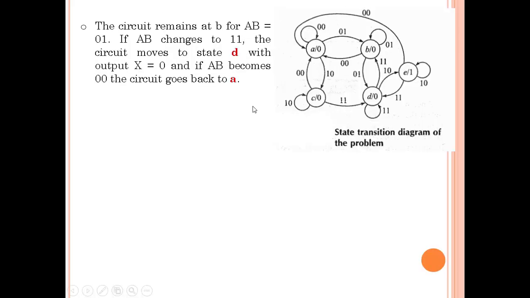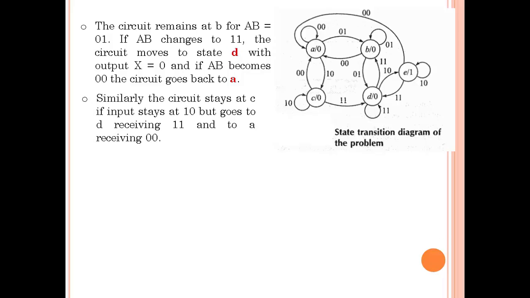The circuit remains at B for AB equal to 0 1. If AB changes to 1 1, then it will go to state D. This arrow is wrongly directed. It should be directed in this way, and this arrow should be here, with output X equal to 0, and if AB becomes 0 0, it will go back to A.